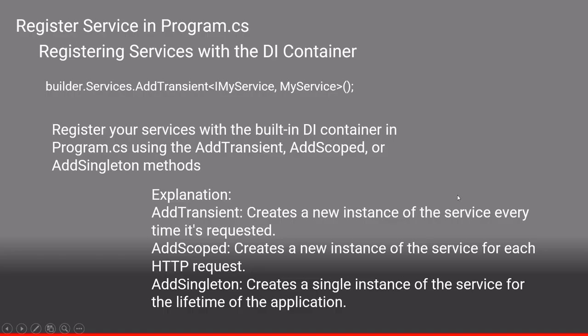AddScoped creates a new instance of the service for each HTTP request. This is suitable for services that need to maintain state within a single request. AddSingleton creates a single instance of the service for the lifetime of the application. This is suitable for services that are expensive to create or that need to maintain global state.